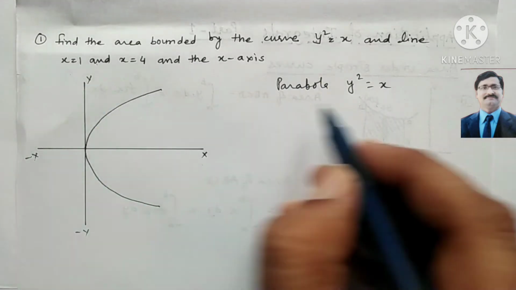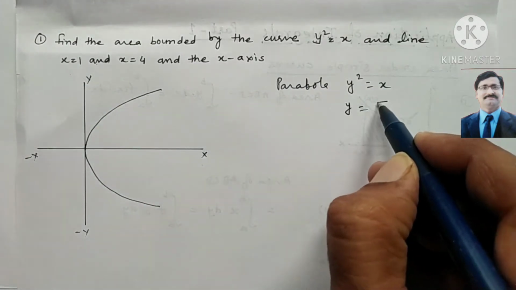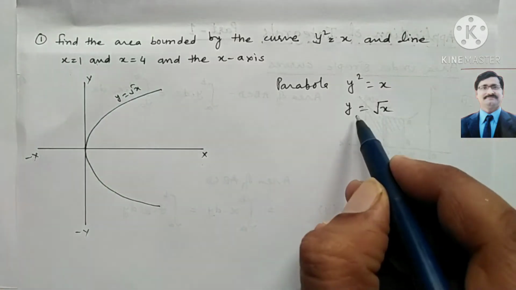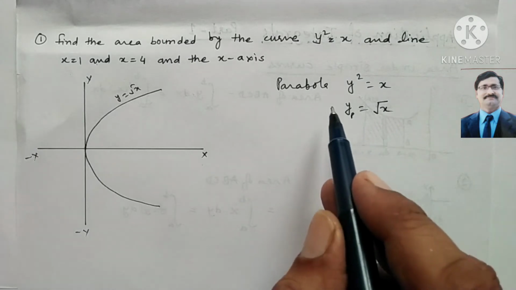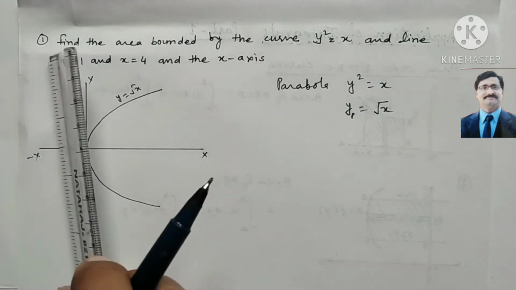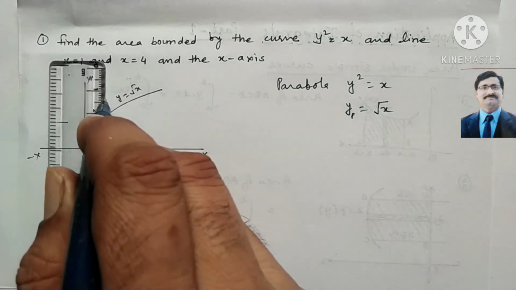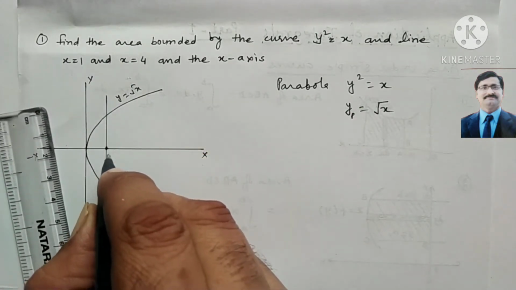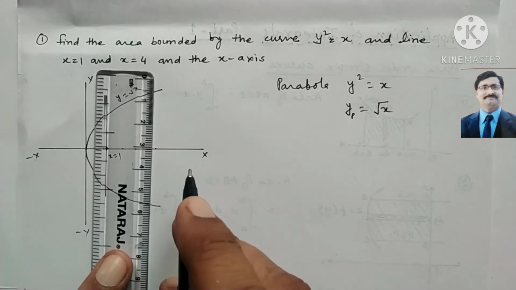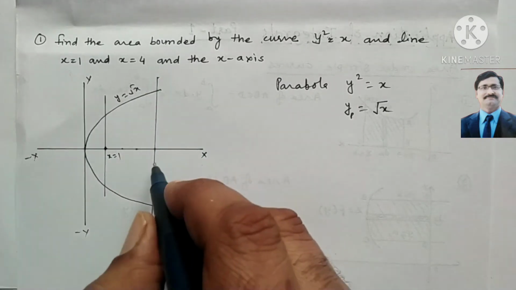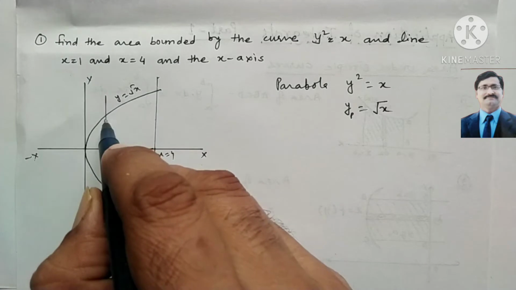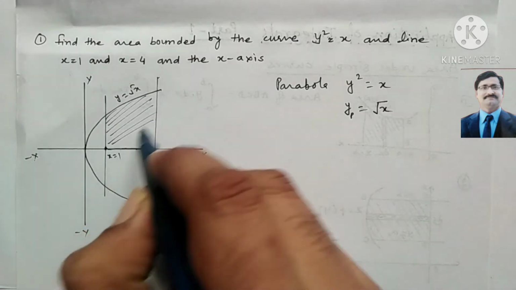This curve is y equal to, we can write, root x. So here y equal to root x is the curve, and yp, p means parabola. And here this x equal to 1, we can write a line here. Okay, and 1, 2, 3 and 4. So this is x equal to 4. And this is the x-axis. So we have to find the area, this shaded region we have to find.